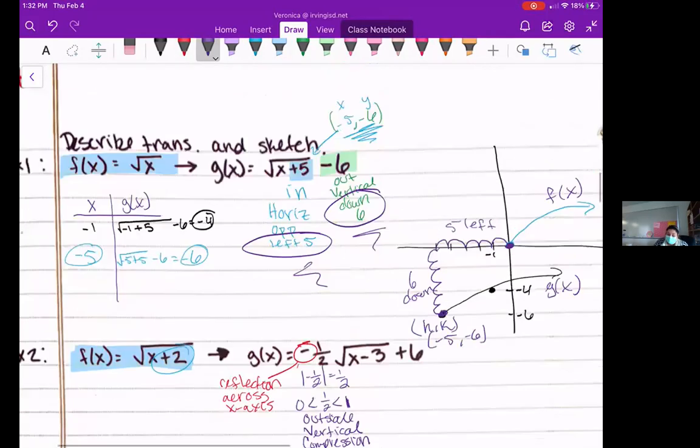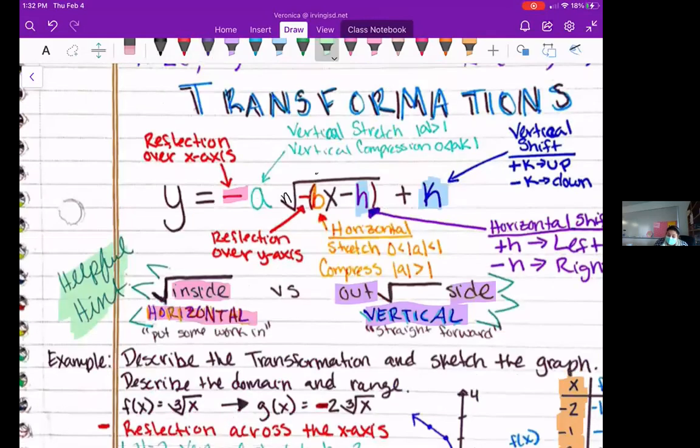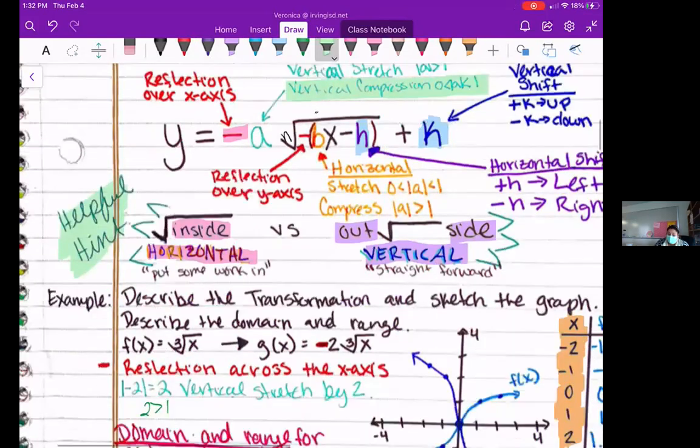And if I scroll up to the top, where I gave this to you at the top right here, you can see that a vertical compression, which is what I just wrote, is when your number is between 0 and 1. So that's at the top given to you, but I was able to identify it just from knowing what it should be.